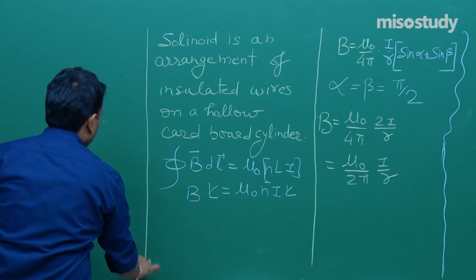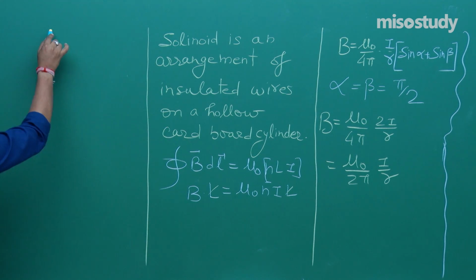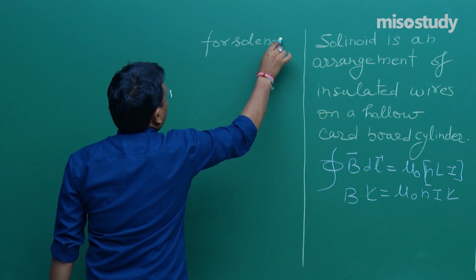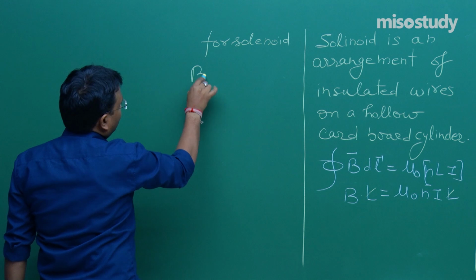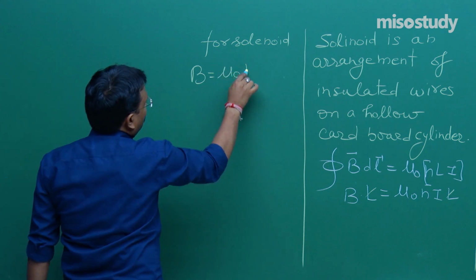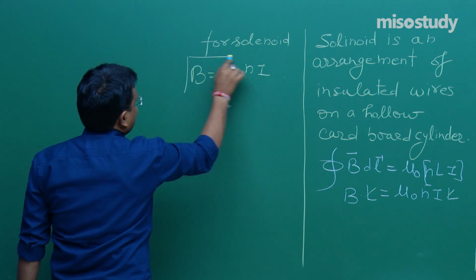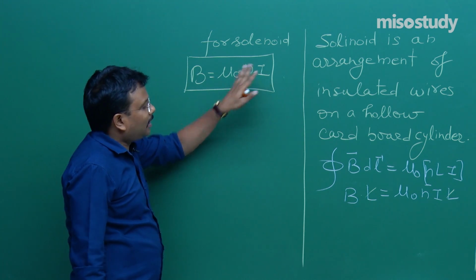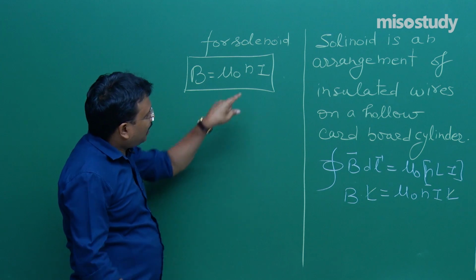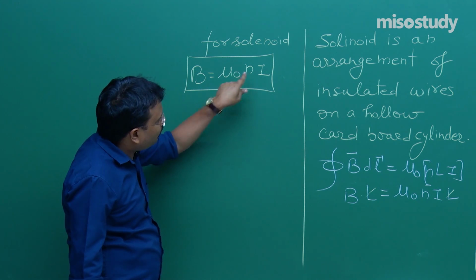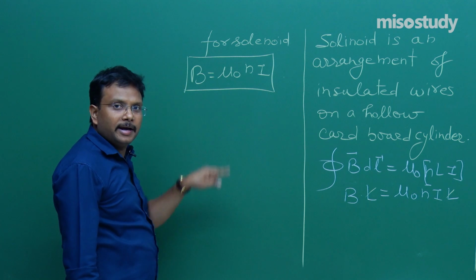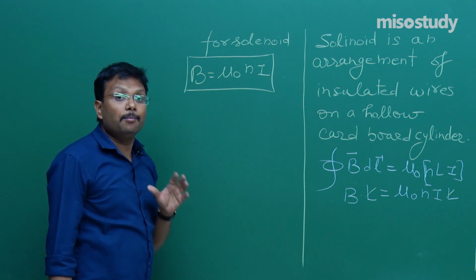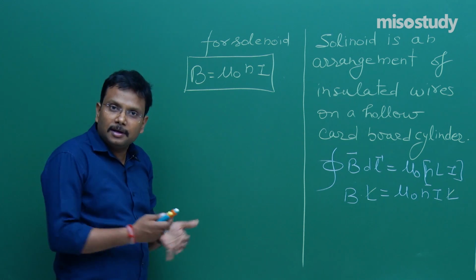So for a solenoid, just take a look at the expression: B is equal to mu naught n I. Now a question comes to my mind. For the current it is okay, no problem. But what is the importance of the number of turns? It says if the number of turns is more, then the magnetic field is more. Is it like that? Obviously.